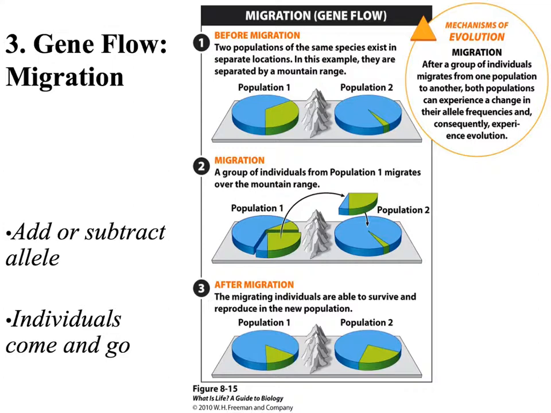So in this example, we see two populations separated by a mountain. Some of population 1 migrates and joins population 2. This means that the two populations become more similar because they are mixed.